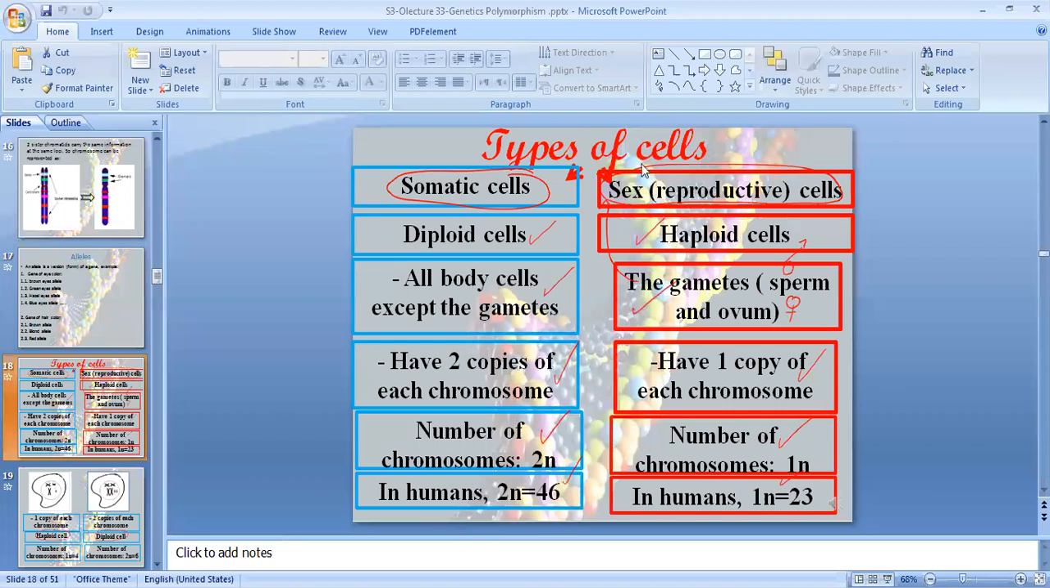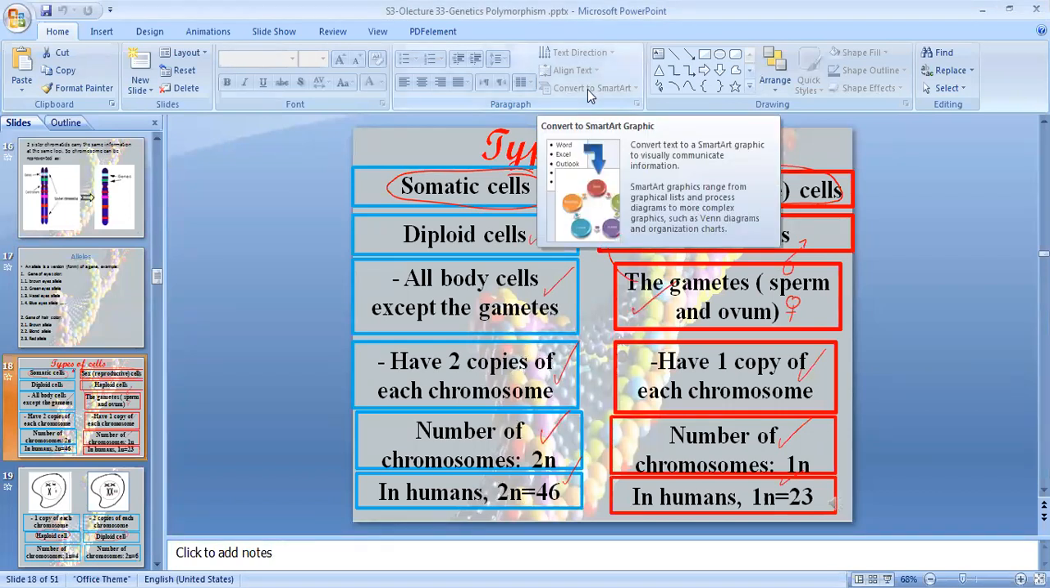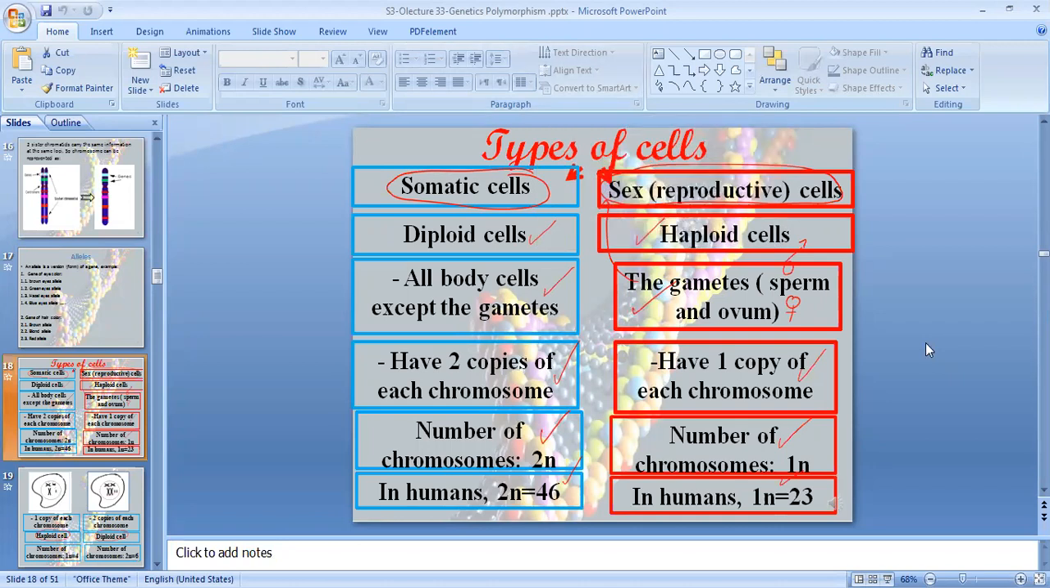Somatic cells are all of the body cells except the gametes. However, the haploid cells are the sex cells, and they are only the gametes, the sperm and the ovum. The sperm is the male gamete and has its own symbol, and the ovum is the female gamete and has its symbol.